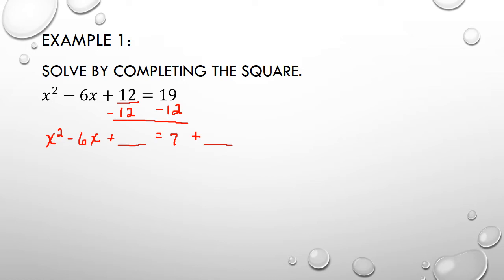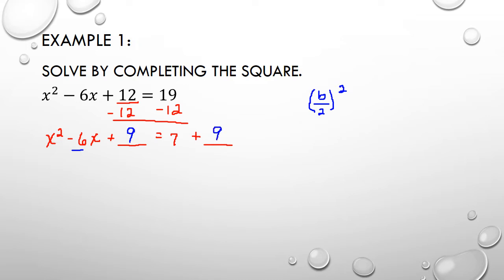So now we're going to complete the square. So remember, in order to do that, we take the b term, we divide it by 2, and then we square it. So our b term here is this negative 6. Negative 6 divided by 2 gives us negative 3, and then square it, that gives us 9. So if we add 9 on the left side, we also need to add 9 on the right side.